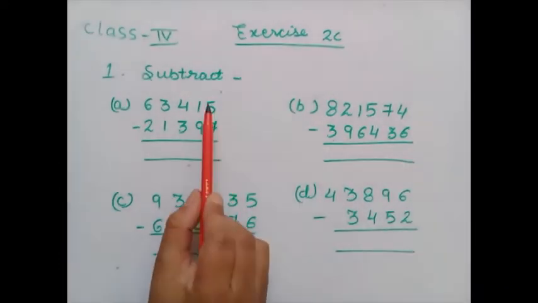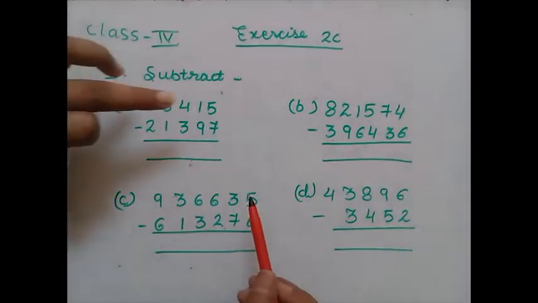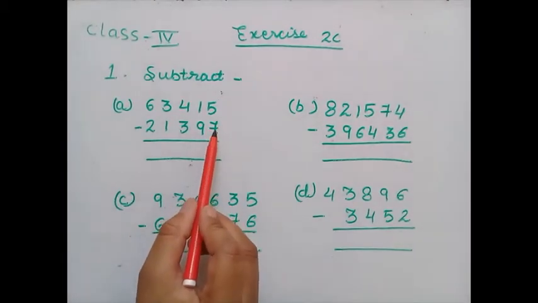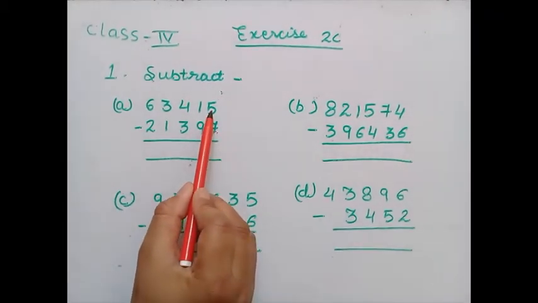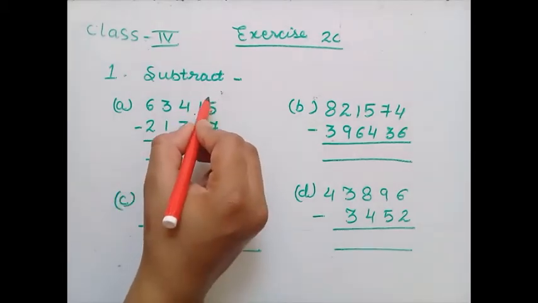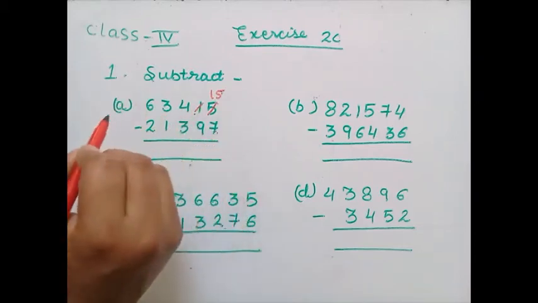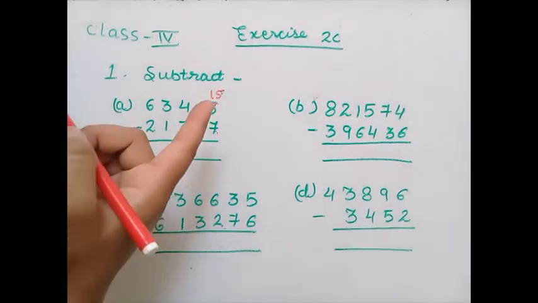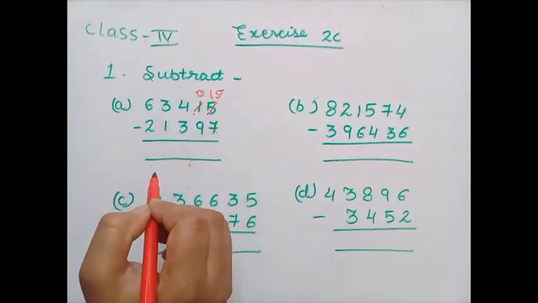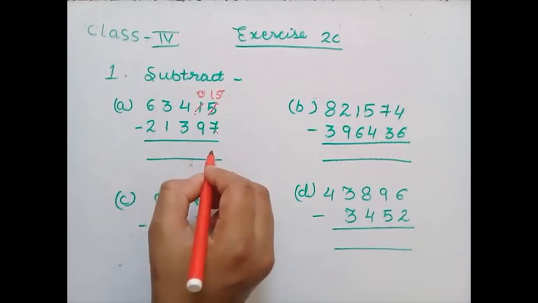So let's start here. 5 subtracted by 7 subtracted by 5. So 5 can't, it's 5 and 7. So a greater number can't be subtracted from a smaller number. So we will take a carry from it. So it will be 15 and this number will reduce by 1. So 1 minus 1 will be 0. 15 minus 7 will be 8.